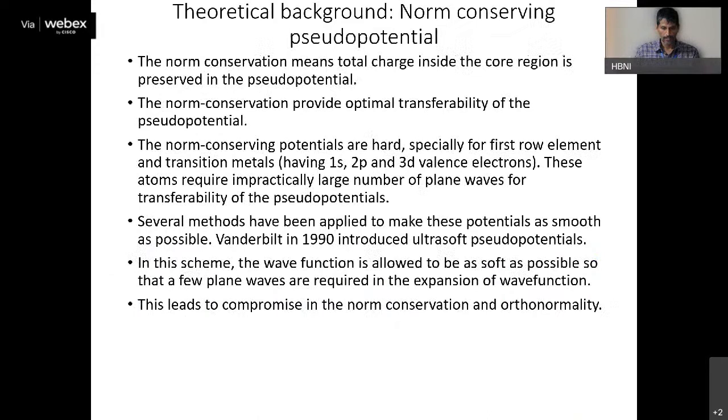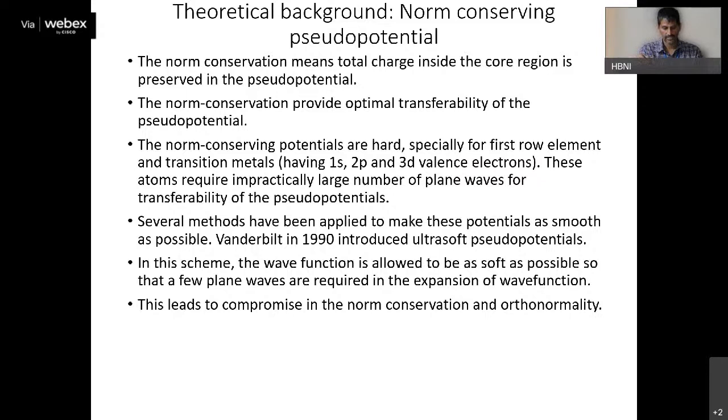So there are various kinds of potentials. We have the norm-conserving pseudopotential. What it means is basically the total charge inside the core region is preserved, and those potentials are known as norm-conserving pseudopotentials. But they have advantages as well as disadvantages. The disadvantage is if you want to construct a norm-conserving potential for a first row element and transition metals, which have 1s, 2p or 3d valence electrons, then the constructed potential will be very hard. So you require a large number of plane waves to represent the system, or one can say the transferability of the pseudopotential requires a large number of plane waves. The meaning of transferability is basically that in a different chemical environment your pseudopotential should be valid.